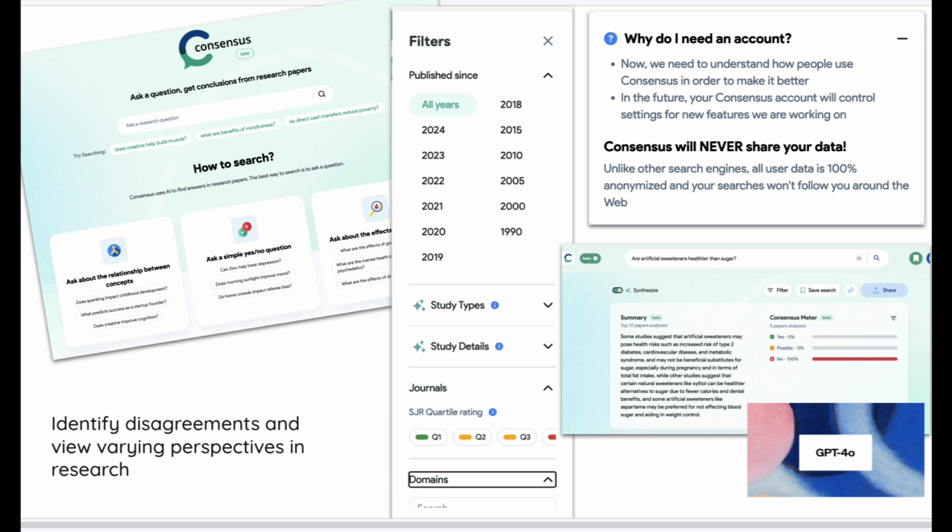I mentioned Consensus earlier, this search tool which identifies disagreements and looks at various viewpoints in research. You get a comparison, a summary, and where people agree and disagree. And you can filter in a number of ways by types of studies, by types of journals. Is it going to be Research One? What's its ranking in its field, and of course by year.